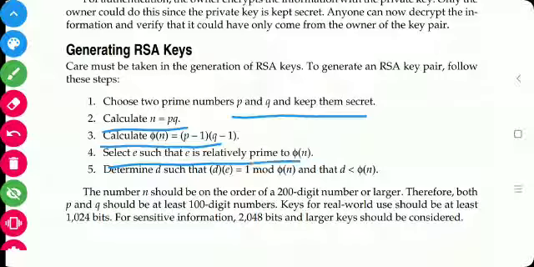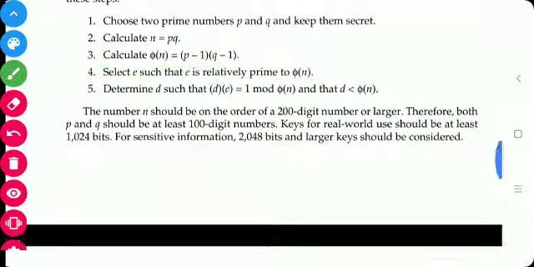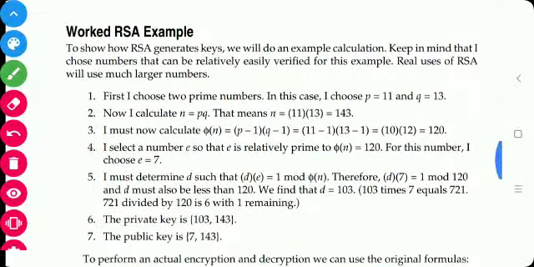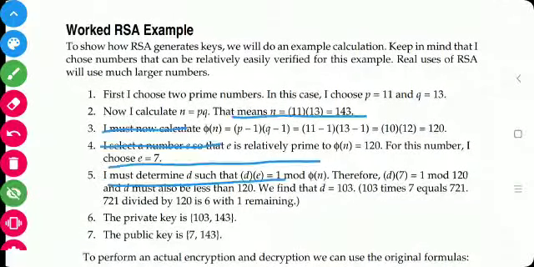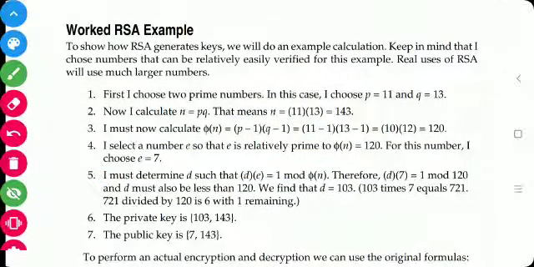Select e such that e is relatively prime to phi n, and determine d such that d times e is equal to 1 mod phi n and d is less than phi n. We will see an example of generating RSA keys. Okay, so first we have to choose two prime numbers. For example, the prime numbers are 11 and 13.